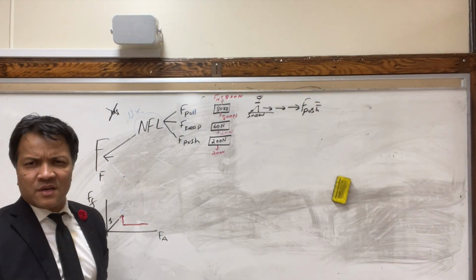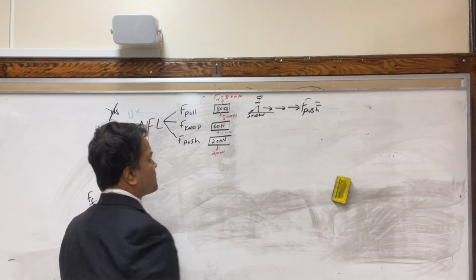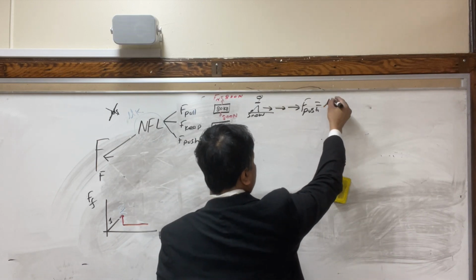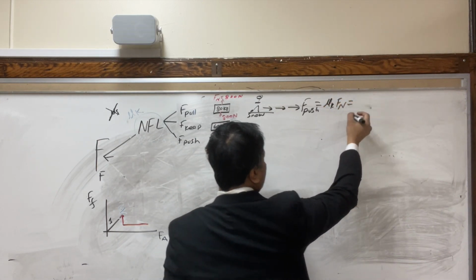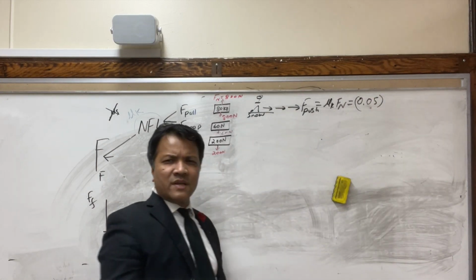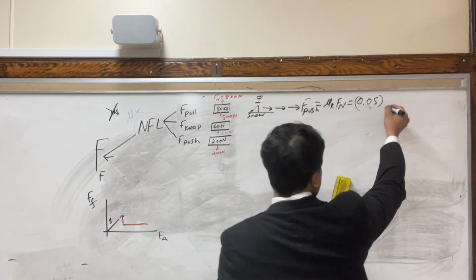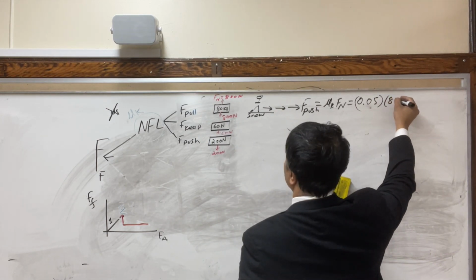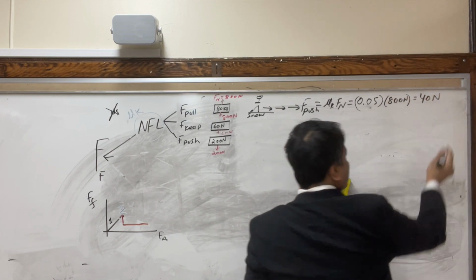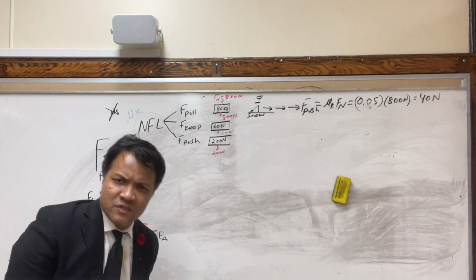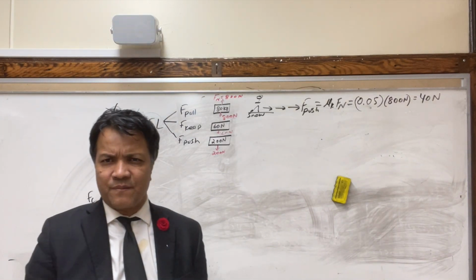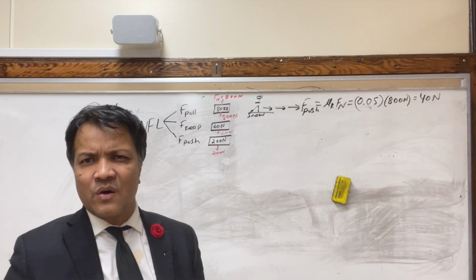Your feet, both feet push the snow. How much, so that you keep the constant velocity? Mu k Fn. Mu k is of course 0.05. Mu k does not have any unit. And Fn is 800 Newton. So this is 40 Newton. Your feet exert 40 Newton so that you can have constant velocity as you walk on the snow.